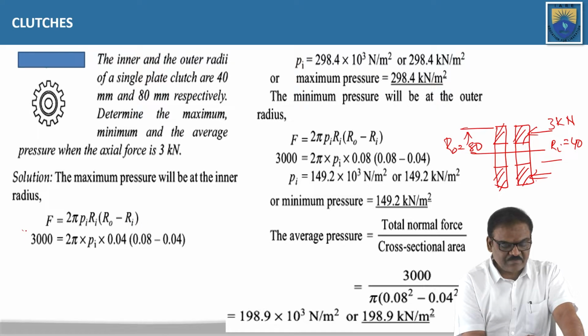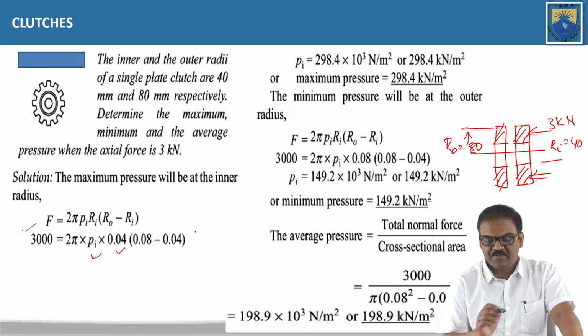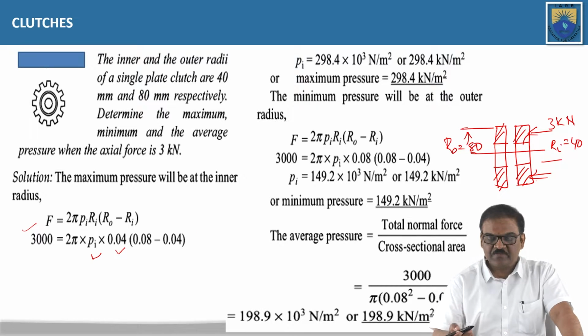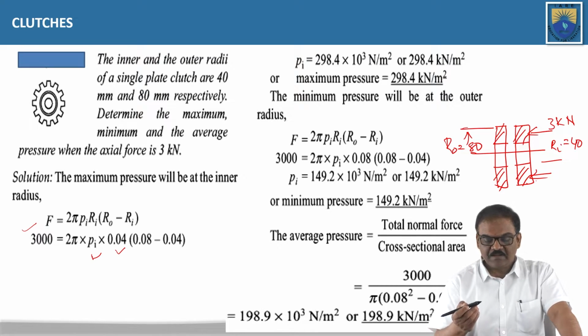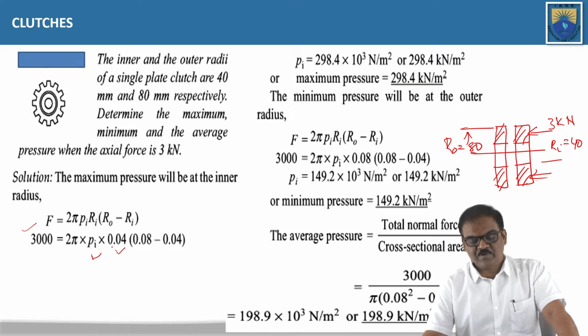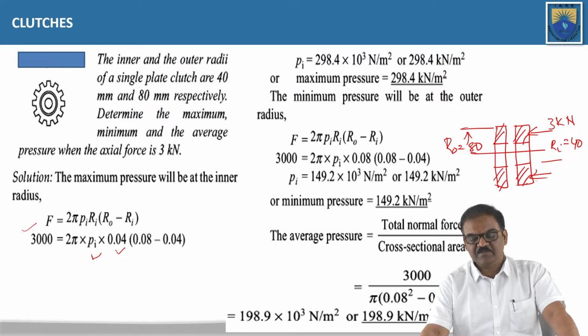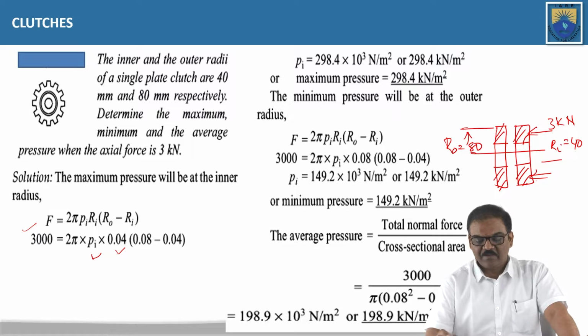So, F is given to us. P internal is the internal pressure, R internal is the internal radius, and these are the outer minus internal. Therefore, from the solution, the internal pressure is 298.4 into 10 cube Newton per meter square, or we can say 298.4 kilonewtons per meter square. That is the maximum pressure.